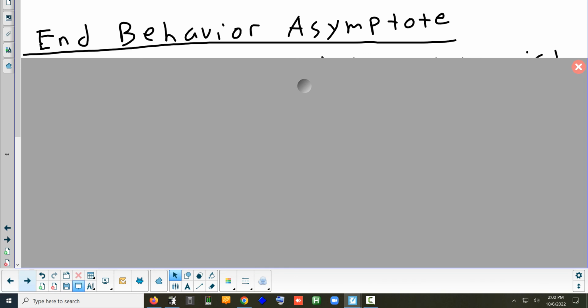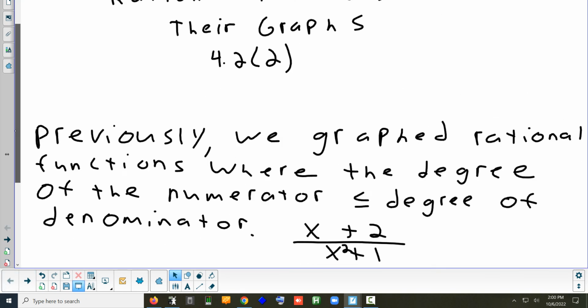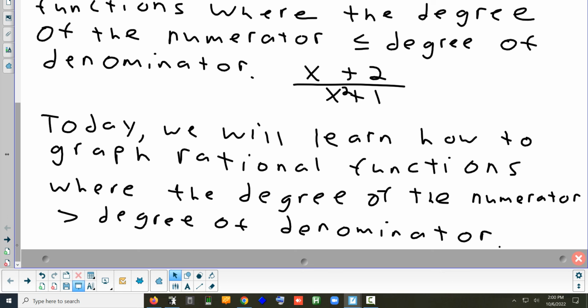All right, so what we can end up with when we have a degree in the top that's bigger is something we didn't talk about yesterday. This is called an EBA. It's an end behavior asymptote. This thing doesn't exist for the types of problems we did yesterday. It can only happen when the degree in the top is greater than the bottom. That's the only time it can happen.